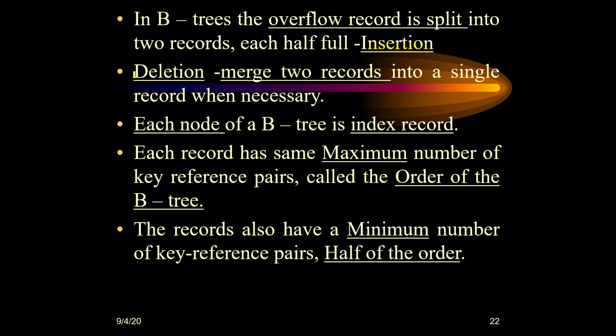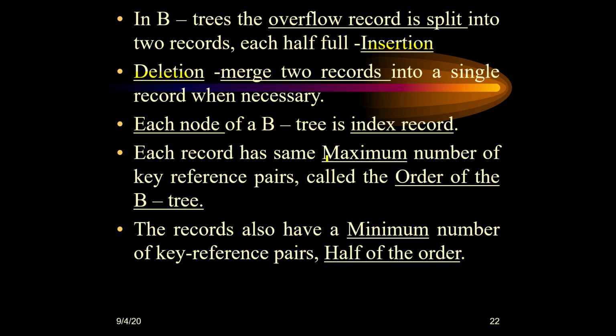Now in the case of deletion, what happens? We try to delete a value from a node, and if it is an unnecessary node, consider that it has only a few data inside one particular node and there is wastage, we can go for merging 2 nodes into one because of deletion, so that we can reduce the wastage of space. Each node of a B-tree represents an index record. A record is maintained for every node present inside your B-tree.